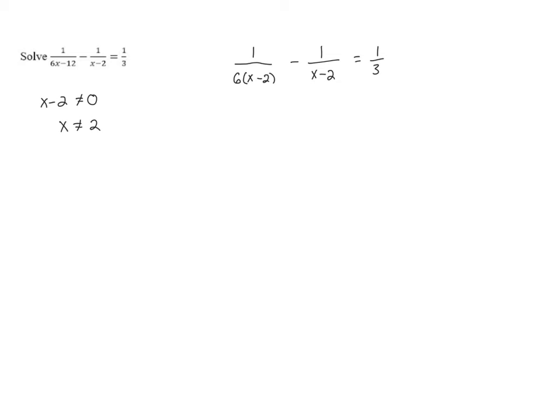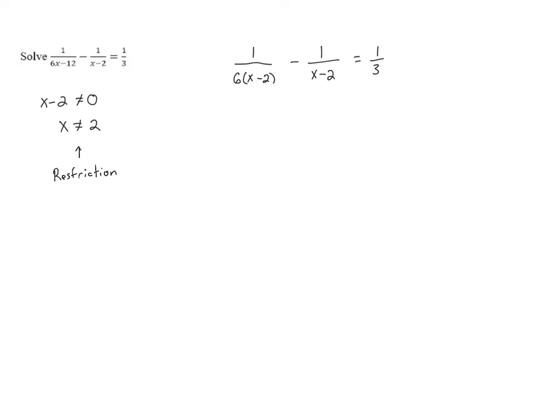If we look at the other denominator that has a factor with x in it, here also we can see that x minus 2 can't be 0. But that's the same inequality. It gives us the same restriction. And so the only restriction here is that x can't be 2.